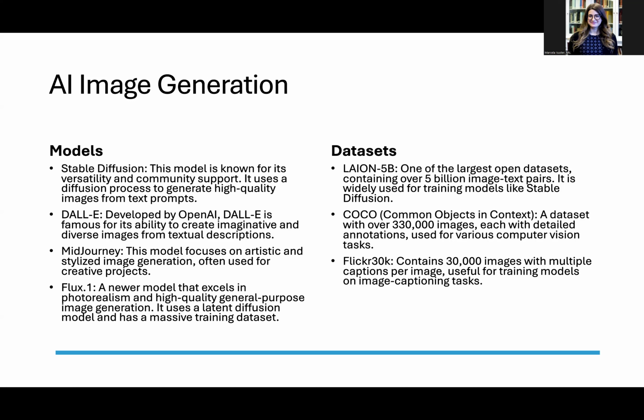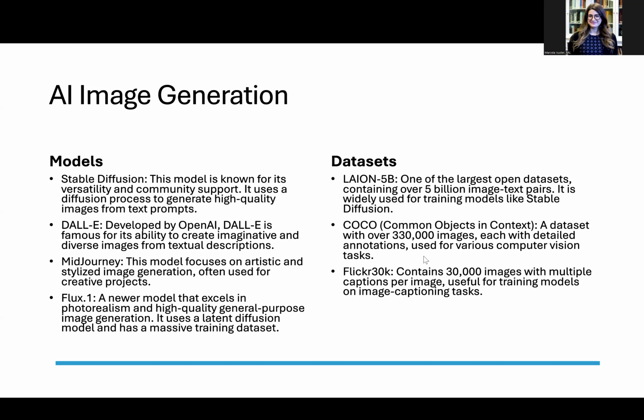And then we have a variety of data sets. These are just 3 examples, there are more. One that's very popular and that you see in a lot of these tools is LAION-5B, which is one of the largest open data sets. It has over 5 billion images, and it's what's used for Stable Diffusion, for example, the Microsoft Copilot. They have COCO, the Common Objects in Context, that's 330,000 images with annotations. There's one from Flickr.